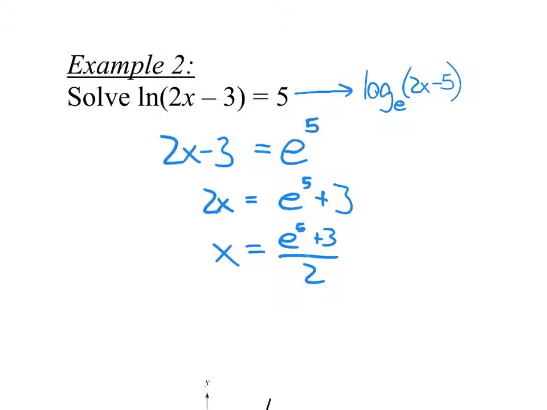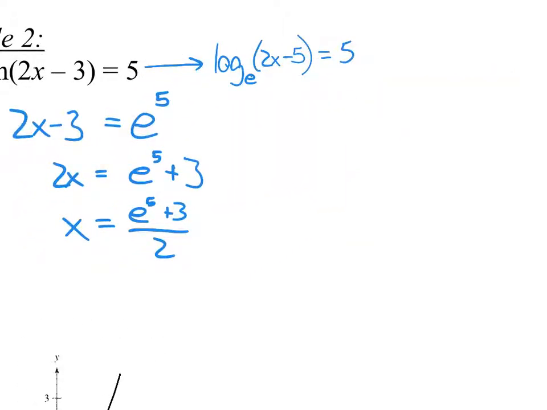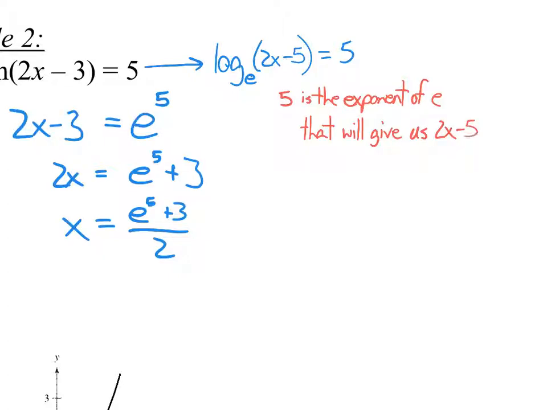Okay? And when you see a logarithm, what that equation is actually telling us is this. It's saying 5 is the exponent of e that will give us 2x minus 5. Okay? That's really what that is saying.